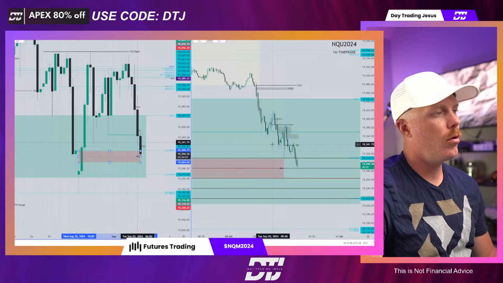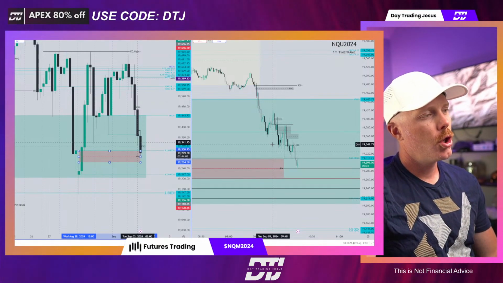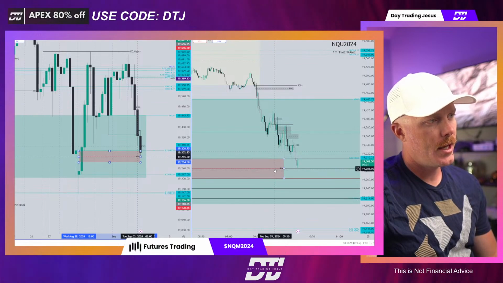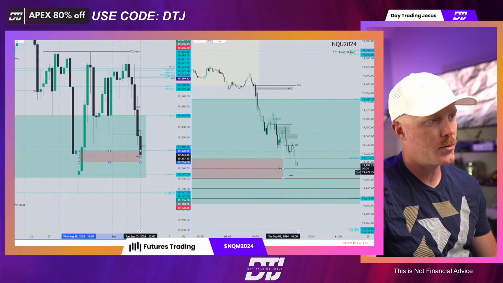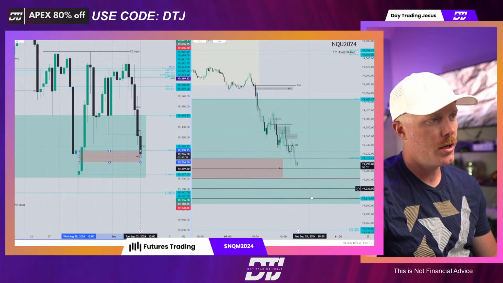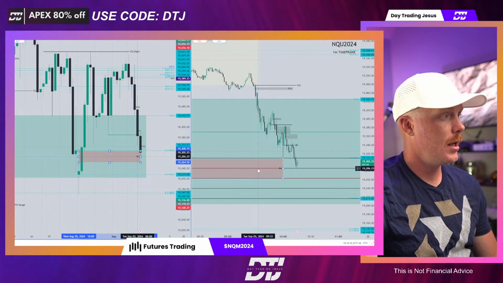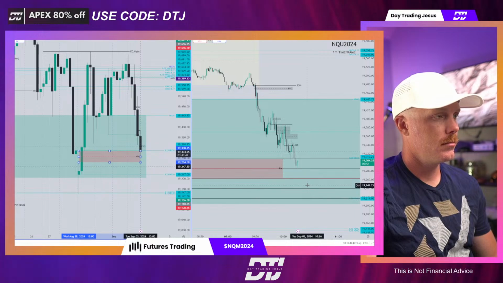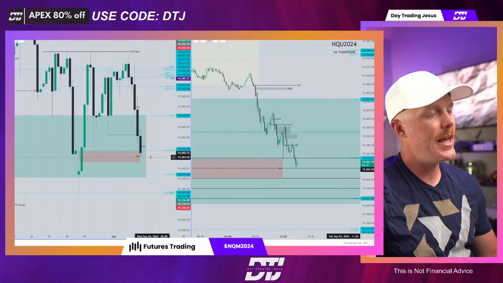And look, oh my gosh, I love when this happens. Look where the consequent encroachment of the 4 hour fair value gap overlaps with. We just put the quarters on from the new day opening gap, and that level perfectly overlaps. So we filled this fair value gap.